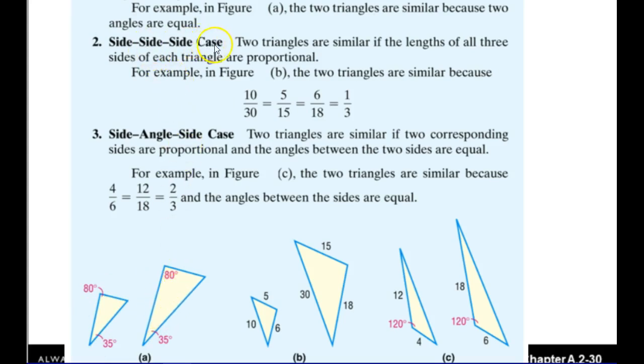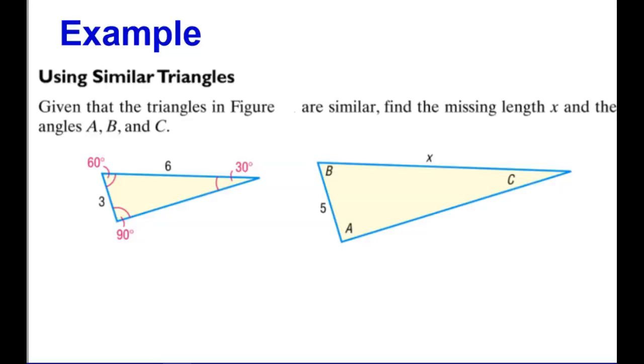I can also have side, side, side. But here you notice I do not have the same lengths, but I notice that I can multiply each side by 3 to get this larger triangle. Since I multiply by the same thing each time, that is a similar triangle. And then I can also have a side, angle, side, where my 2 sides are in proportion and my angle is exactly the same. Okay, so we're going to use these similar triangles.